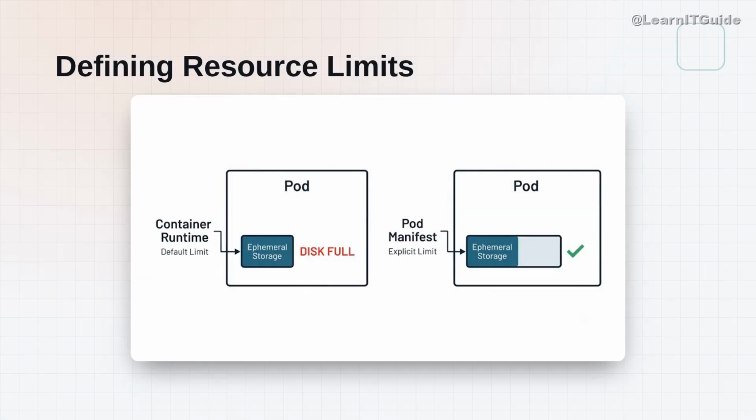Now, what if it is not logs? What if your application creates temporary files for processing? You need to tell Kubernetes how much ephemeral storage your pod is allowed to use. You do this in the resources section of your pod manifest. If you don't define this, Kubernetes uses a default limit, and if you are running a high throughput job, you will hit that default limit instantly.